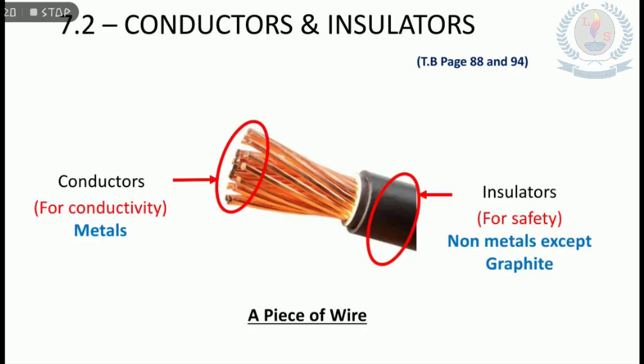In this slide, we are going to learn some examples and functions of conductors and insulators. Conductors are mainly used for electrical conductivity purposes, such as metals and graphite. Graphite is actually a non-metal, but still it's a good conductor of electricity. Insulators are mainly used for our safety, such as glass, wood, plastic, paper, and non-metals except graphite. So that's why this wire which is given in the picture is insulated from rubber.